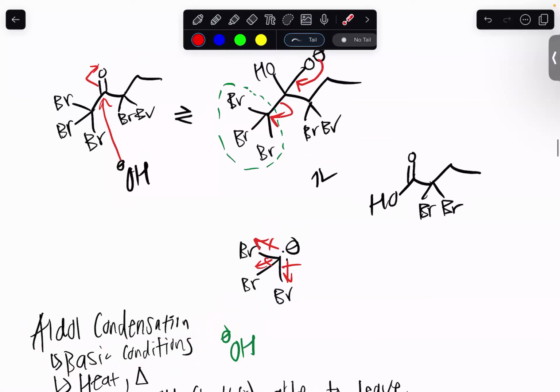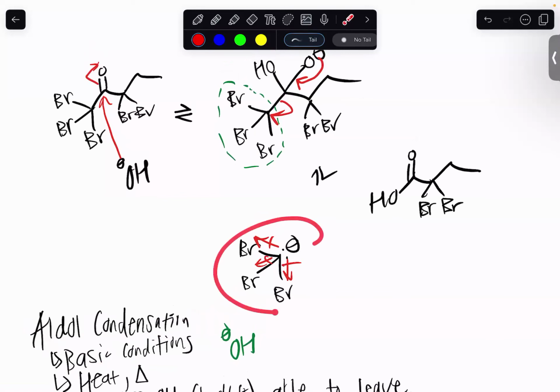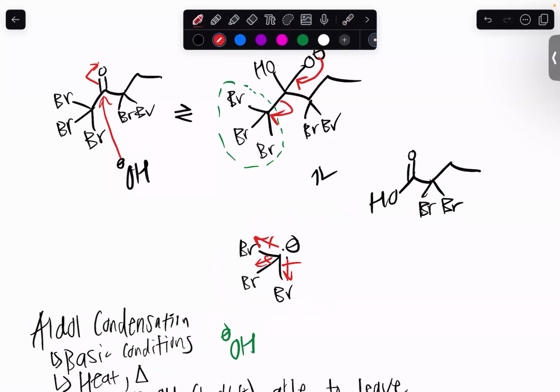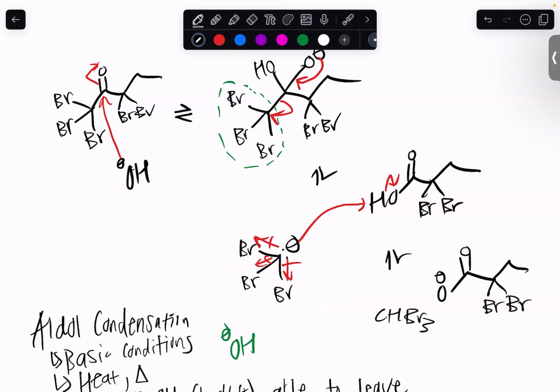Right. And once we have this good leaving group, we have a strong acid here, the carboxylic acid. The very last step is that this negative charge will grab the hydrogen and deprotonate that carboxylic acid to get that carboxylate and this CHBr3, where the CH is this C and the H that it grabbed from that carboxylic acid. This H right here is that H right there.